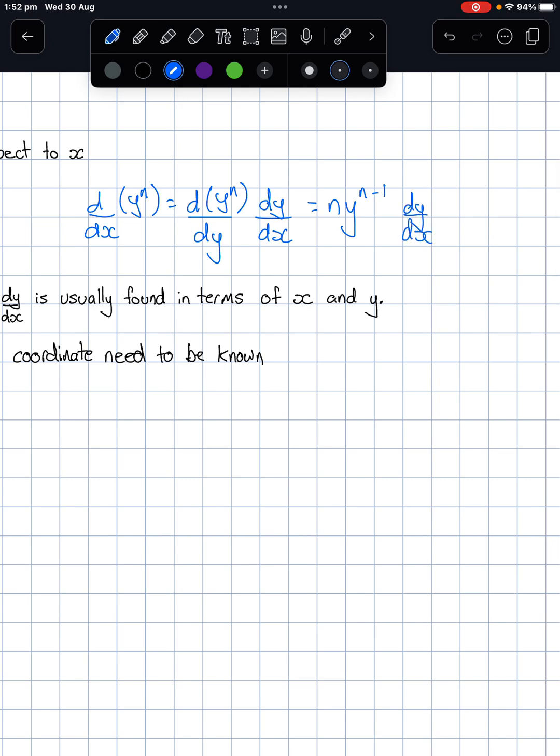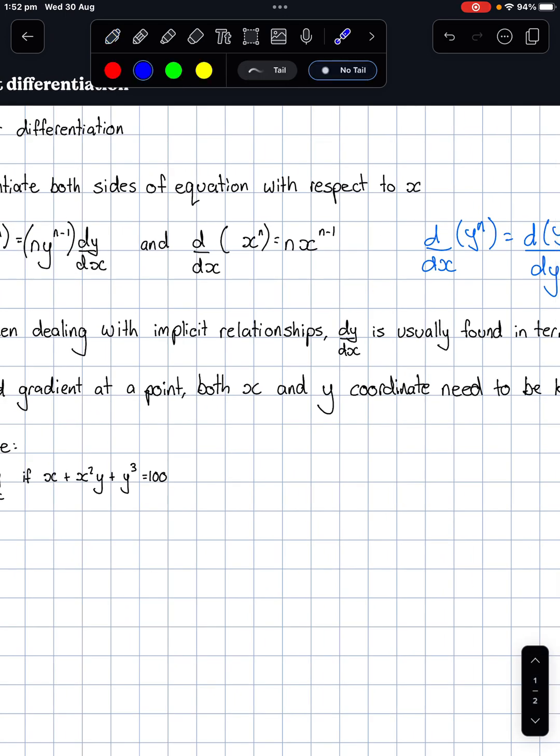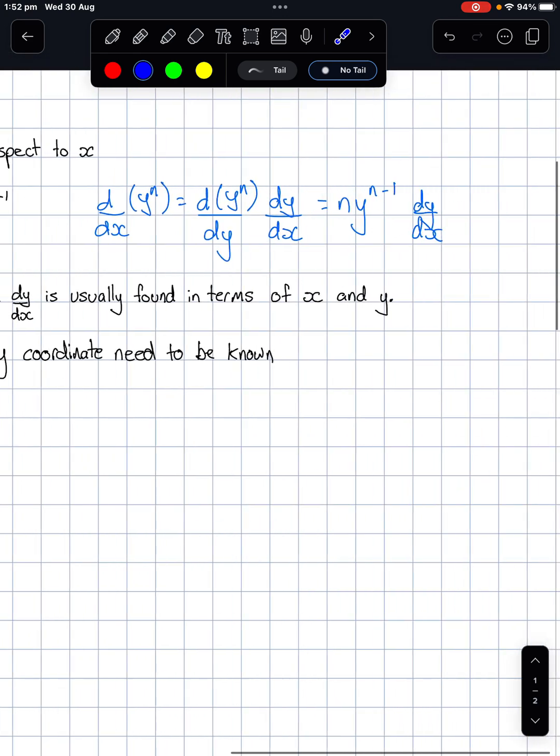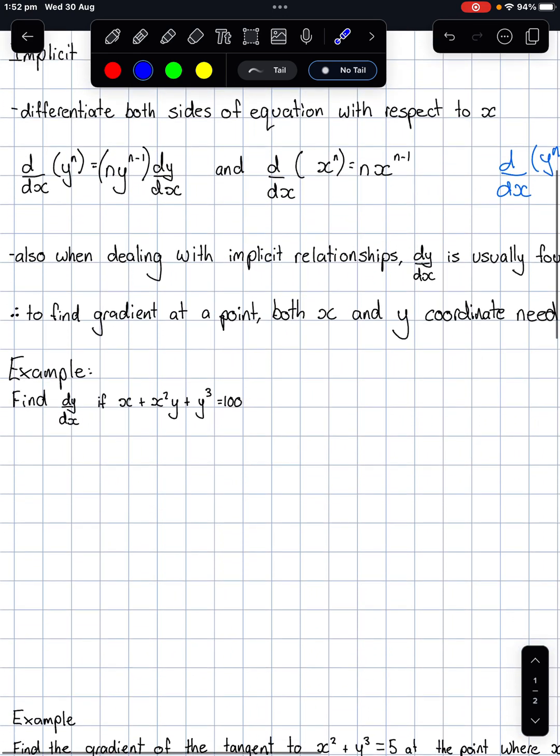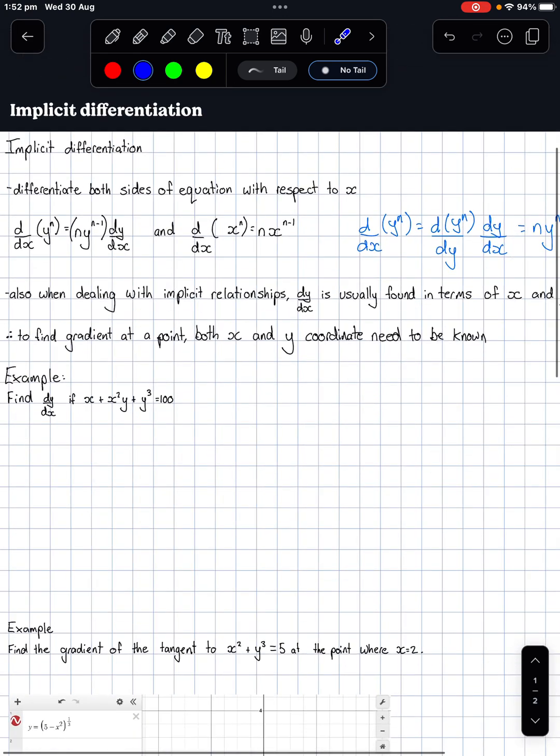Okay, you'll notice on this other side that we've got the derivative of x^n with respect to x. Well, we can just do the derivative of that. We don't need to leave this cumbersome thing out here. And so that's how we start with implicit differentiation: we differentiate both sides of the equation with respect to x.